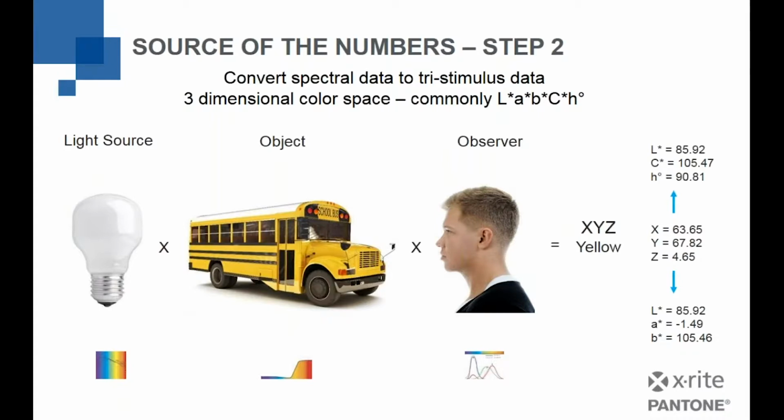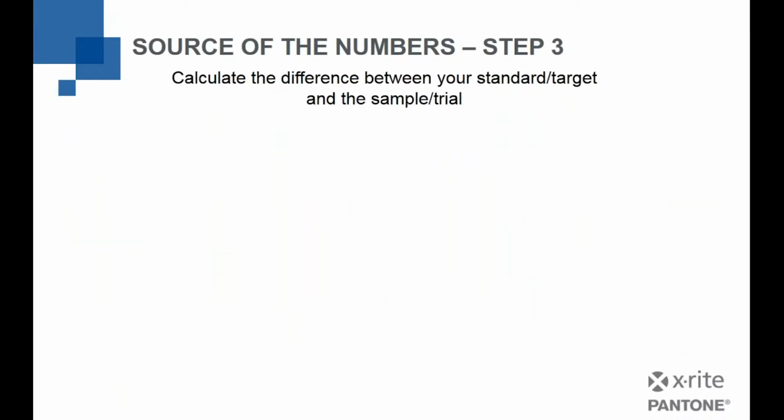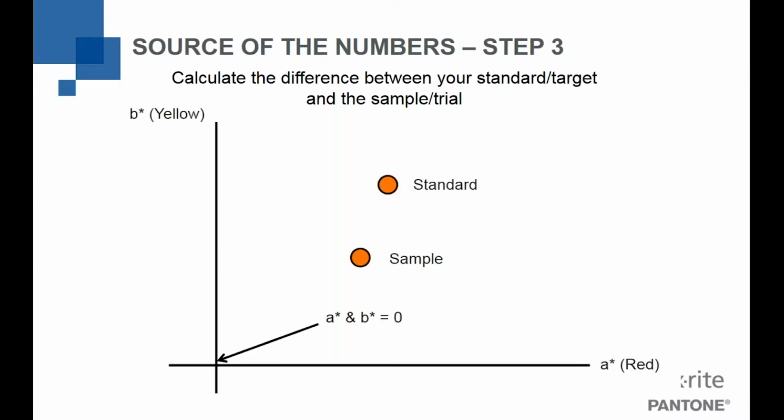But if I have two buses, or two parts of that bus that need to be the same color, I now need to do step three, which is calculate the difference between your standard or your target and your sample or your trial that you're working with. I need to be able to calculate that difference to determine if it is enough to be acceptable or unacceptable. And the way that happens is actually fairly simple.